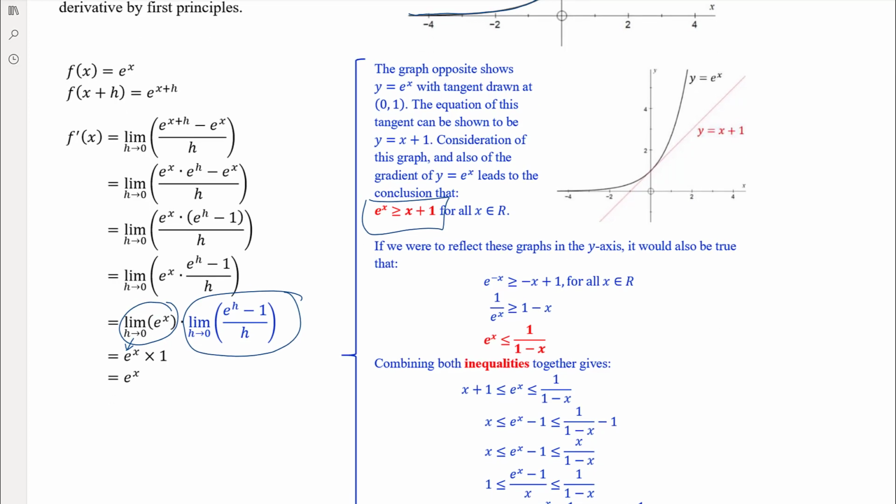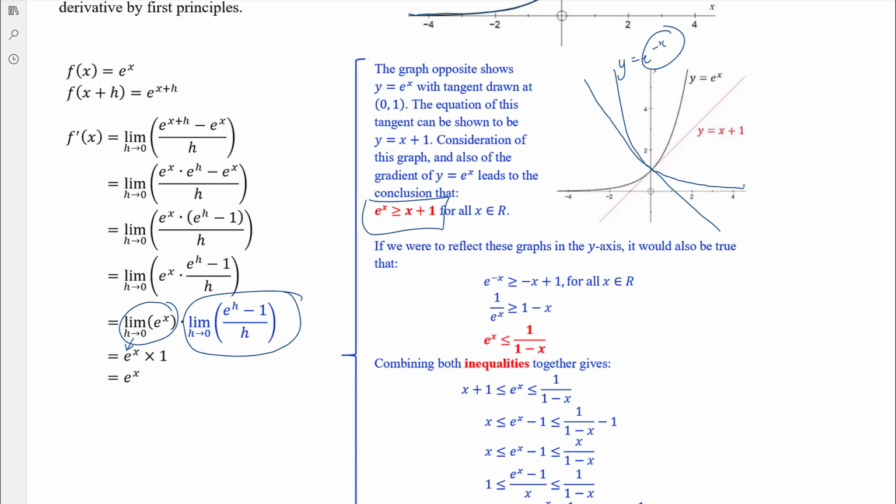And then if we were to reflect both these graphs in the y-axis, so if we reflect that graph in the y-axis, that equation becomes e to the negative x. If we reflect the linear graph in the y-axis, that equation becomes negative x plus 1. Okay. We can also therefore see that e to the negative x is always bigger than or equal to negative x plus 1. Okay. And e to the negative x means 1 on e to the x, and negative x plus 1 we can write as 1 minus x.